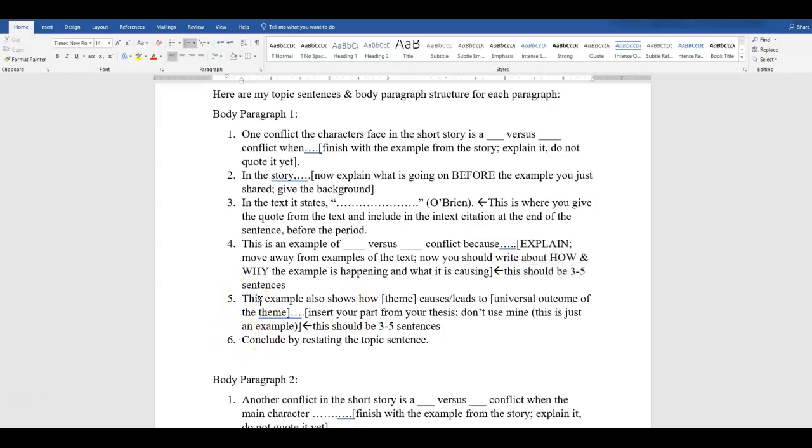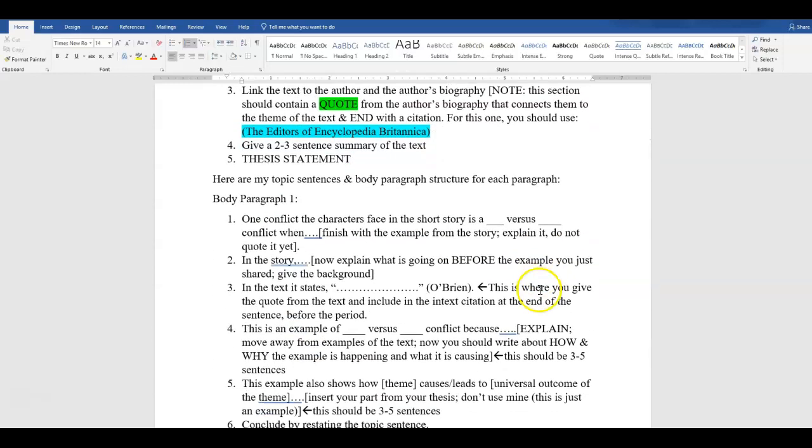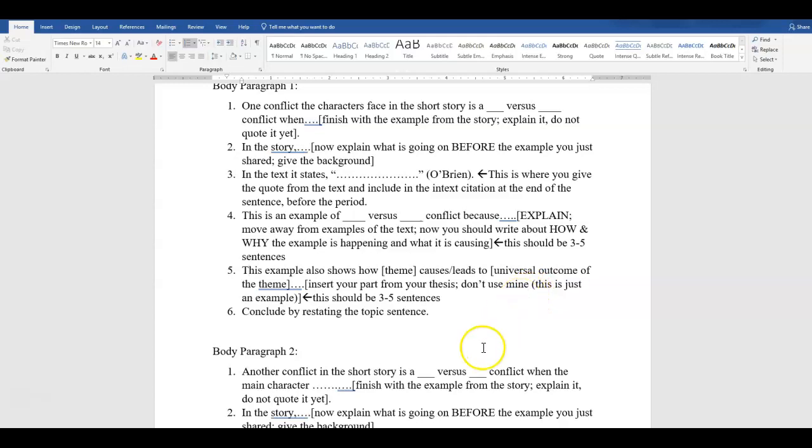Number 5 is all about the thesis statement. This example also shows how a well-formed story causes readers to imagine and deeply feel what the author intends when they are writing, because this example highlights what? Okay, so insert your part from the thesis. Obviously, don't use mine. And then prove that this example that you've given in number 3 shows the theme and the universal outcome. This one should also be 3 to 5 sentences.